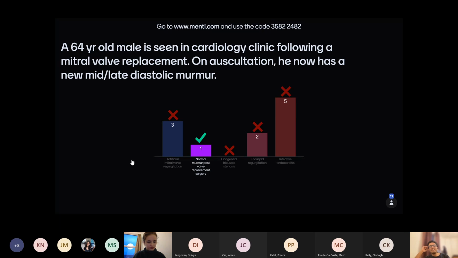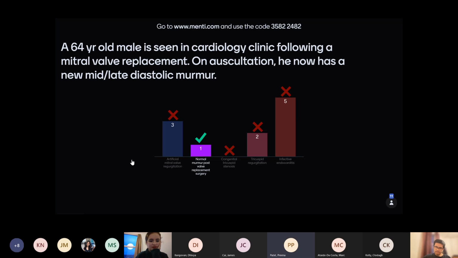But it's good practice. A lot of you went for infective endocarditis, and yes, a new murmur is usually infective endocarditis until proven otherwise. I've just realized the answer's revealed, so there's no point going through this. But yeah, Prina, go for it.